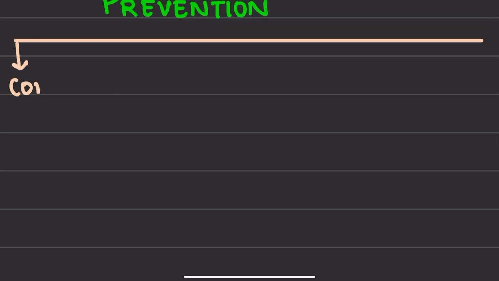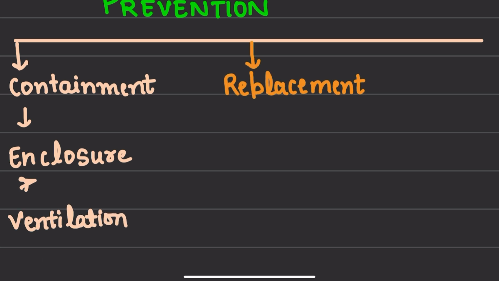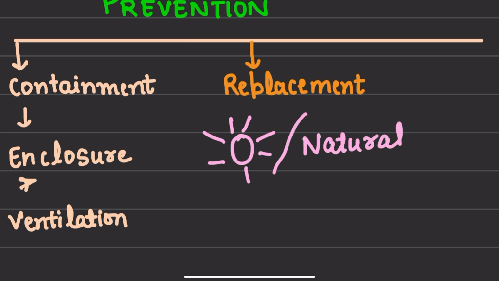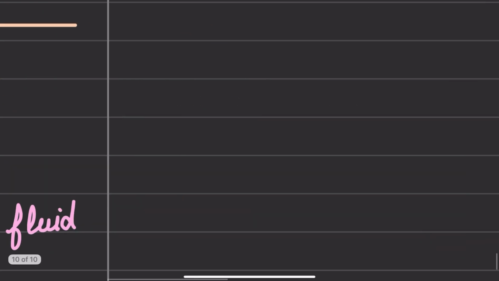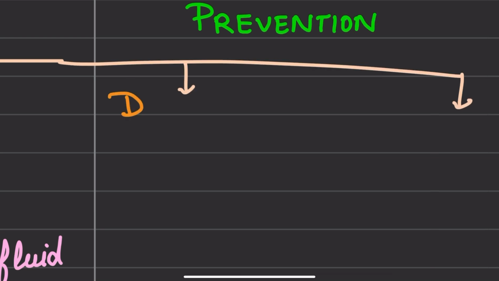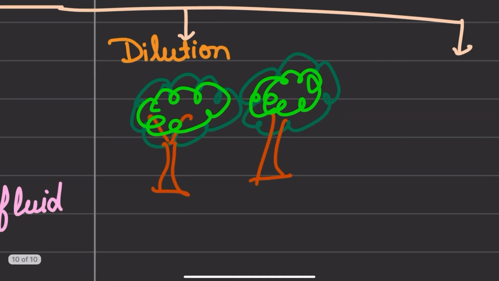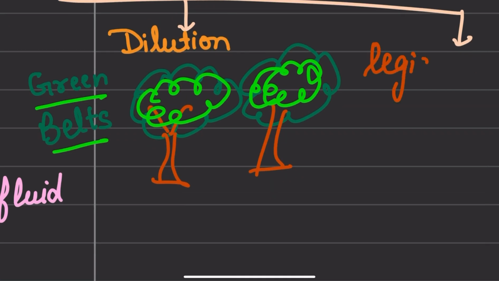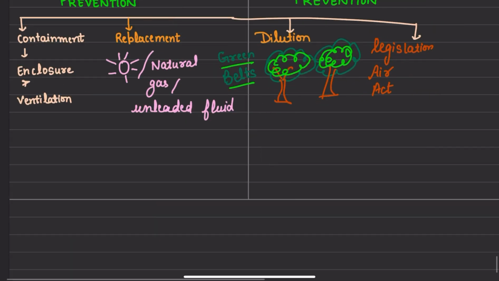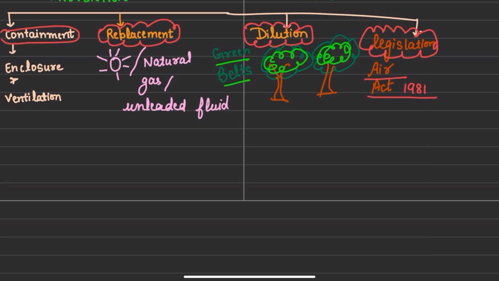Now prevention. Prevention can be done by containment, by enclosure and ventilation. It can be done by replacement of fuels with solar light and natural gas, by dilution, by applying green belts, and by legislation, like the Air Act of 1981, by following the legislation.